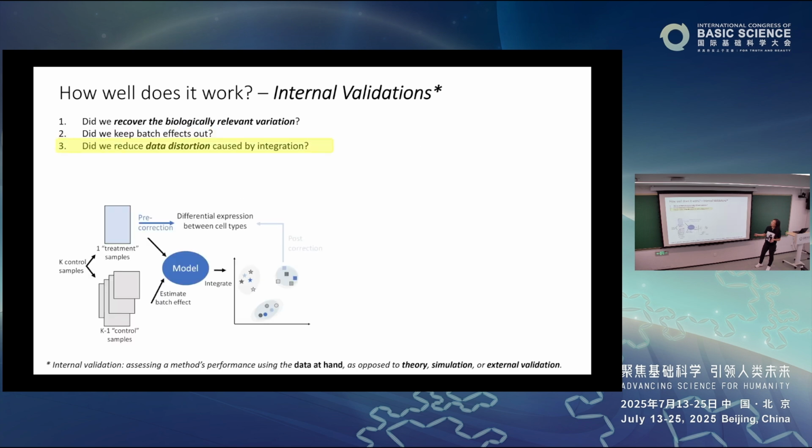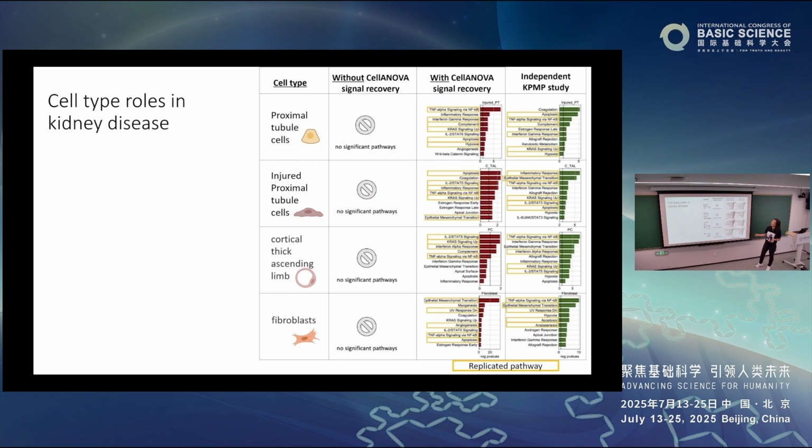Let me skip. I just want to show you that without CellAnova signal recovery, they weren't able to get any significant pathways in any of these key cell types in the kidney. But with CellAnova recovery, we were able to find many pathways that change with the disease. And to convince ourselves and our collaborator that this is real, we went to an independent study.